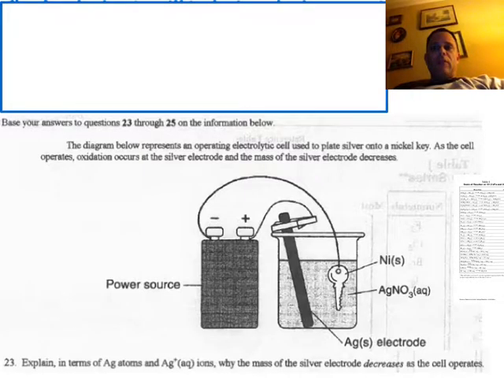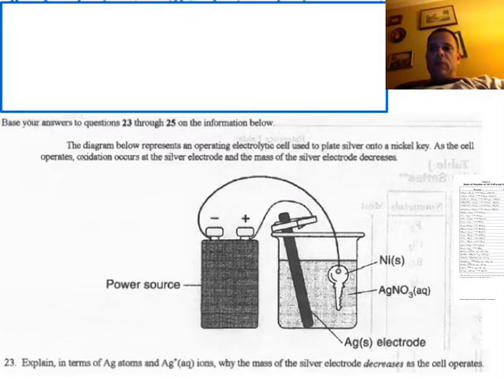Alright, we're at the home stretch. Questions 23 to 25 relate to this scenario. And it says, the diagram below represents an operating electrolytic cell used to plate silver onto a nickel key. As the cell operates, oxidation occurs at the silver electrode, and the mass of the silver electrode decreases. The question for 23 says, explain in terms of silver atoms and silver plus aqueous ions why the mass of the silver electrode decreases as the cell operates.